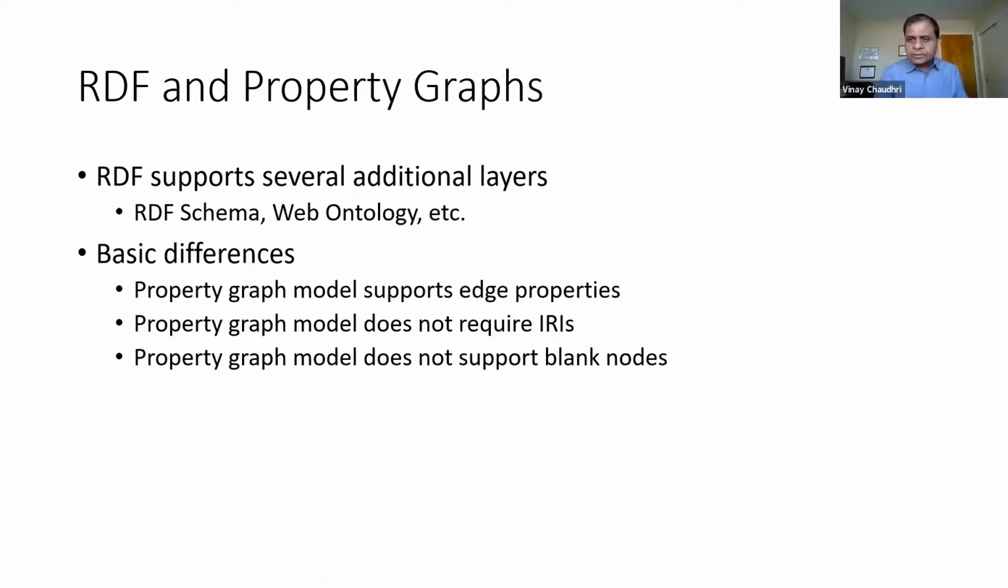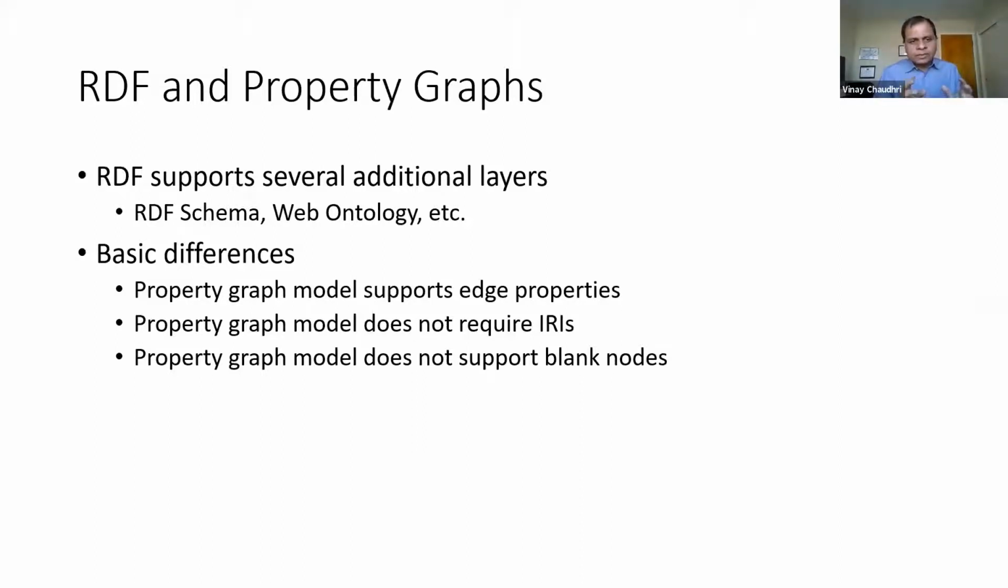Okay, so in that context, the basic differences are that in the property graph data model, we have edge properties. In the RDF model, we don't. In the property graph model, there is no requirement as such to have everything be referred to using IRIs, whereas in RDF and SPARQL it is given that because it is designed for use on the web, we would be using IRIs for referring to different things. And currently, the property graph model does not have any notion of blank nodes in the same way that RDF does. Okay, this is at the highest level.